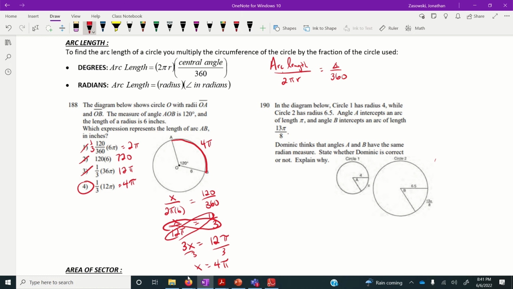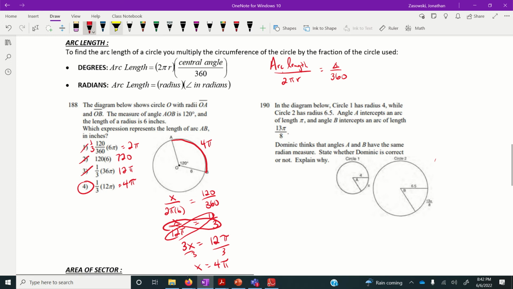Okay, number 190. In the diagram below, circle 1 has a radius of 4, while circle 2 has a radius of 6.5. Angle A intercepts an arc length of pi, and B intercepts an arc length of 13 pi over 8. Dominic thinks the angles A and B have the same radian measure.